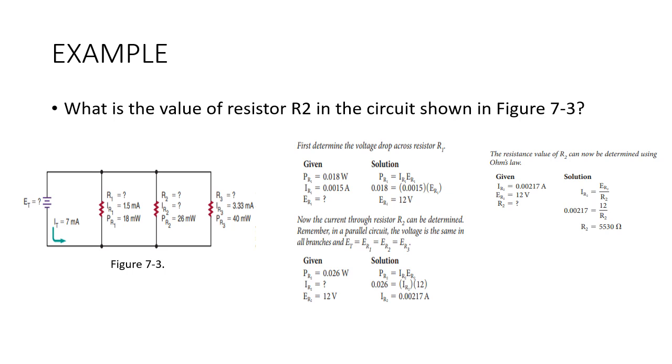The second step, we can determine the current across resistor R2. We know that in a parallel circuit, voltages are all equal. In this case, all voltages are equal to 12 volts. Therefore, we can determine current at R2 by using the power formula. Current at R2 equals power at R2 divided by voltage drop at R2, which is equal to 0.00217 amps. Then, the last step, we can determine the resistor R2 by using Ohm's law. R2 equals voltage drop at R2 divided by current at R2, which is equal to 5530 ohms.